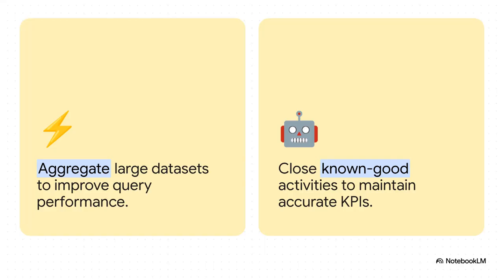So the crucial point here is that you also have to manage the flow of alerts using rules. Summary rules are all about query performance. They take massive verbose datasets and aggregate them into high-level summarized tables so your queries run lightning fast. Automation rules, on the other hand, are about signal clarity. If a weekly server maintenance window always triggers a false alarm, you use an automation rule to instantly close it as a known good activity. That keeps your SOC's KPIs, like your false positive ratios, completely accurate.